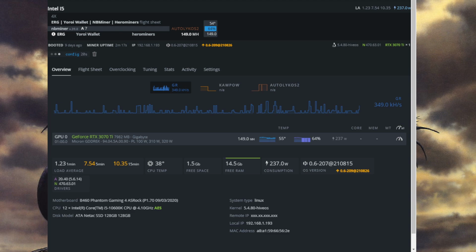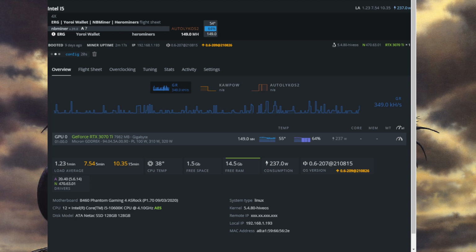Today I will do some testing on my 3070 Ti, that's a low hash rate card, on Ergo with help of NBMiner and Hive OS. Ergo has gone up really much in price over the last 3 weeks, so it has been something that many miners have started looking at.